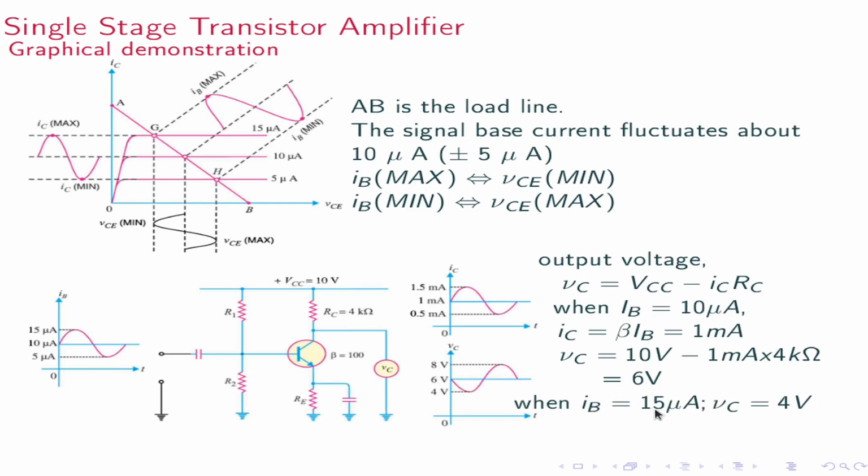Similarly, when IB is equal to 15 microampere, VC is equal to 4 volt. This is the minimum. When IB is equal to 5 microampere, VC is equal to 8 volt, the maximum. So mathematically also it is very clear that there is a phase difference between input voltage and output voltage. See, the input current and output current have no phase difference. They are in phase.